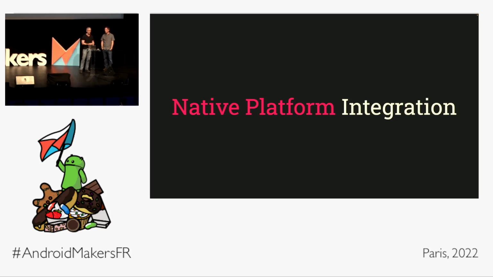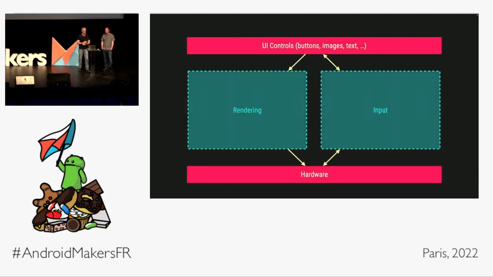You need to interact with the rendering system somehow, and you also need to interact with the input system to actually figure out how to get input from the user. So essentially you have these two functional blocks to implement to get from your UI layer at the top down to the hardware, where the stuff actually gets displayed and interacted with through the touch events from the user.